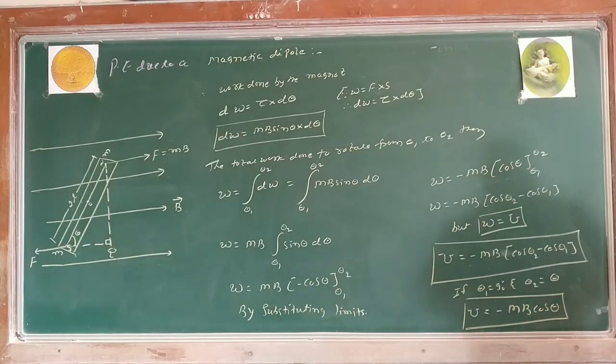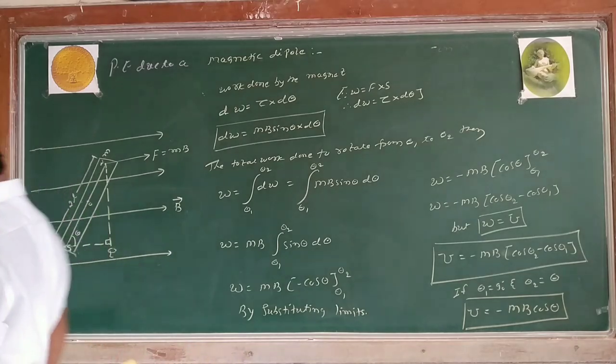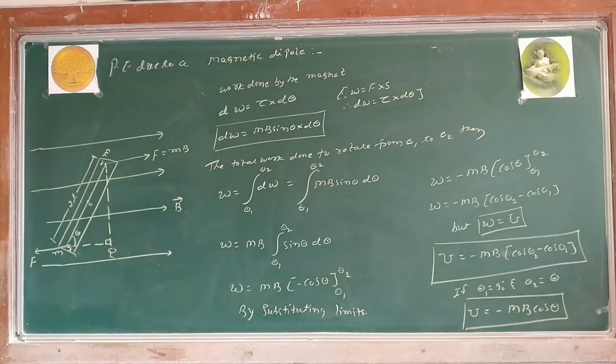Then after this we come across Gauss theorem in magnetism. Then what the Gauss theorem in magnetism concludes, then we go for Earth's magnetism.